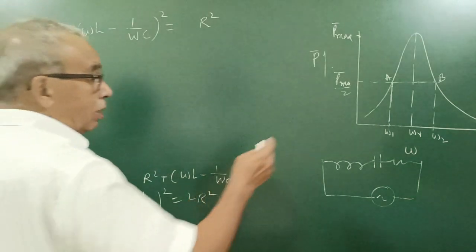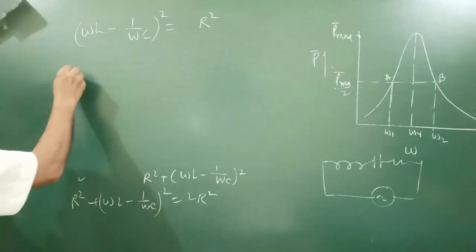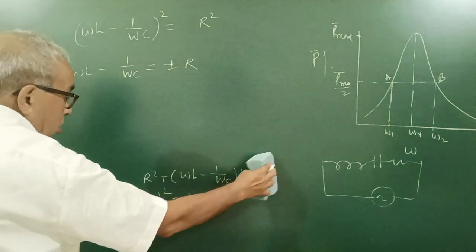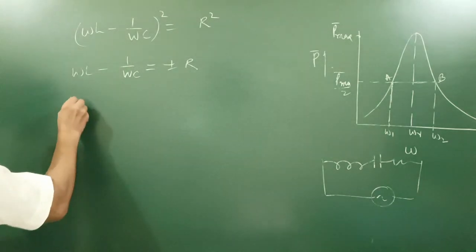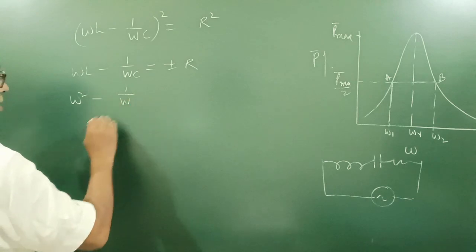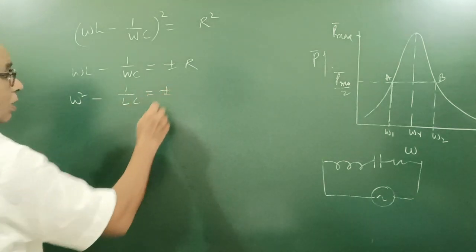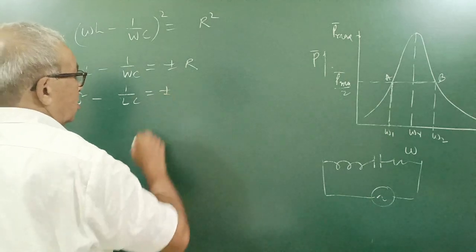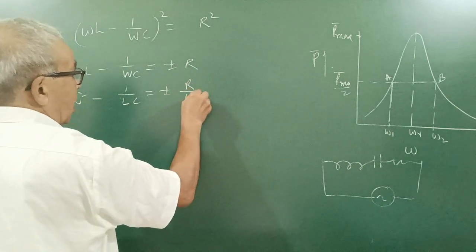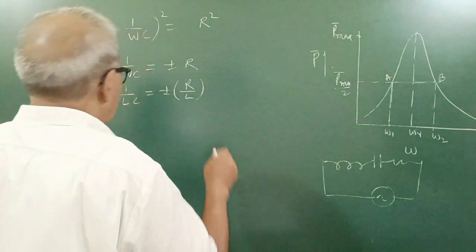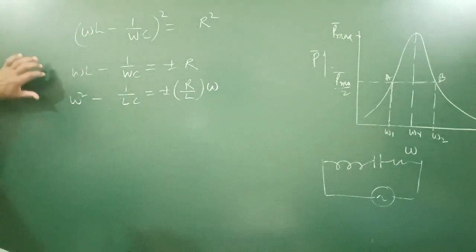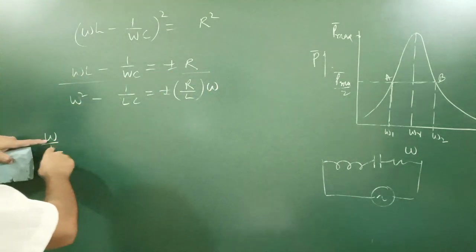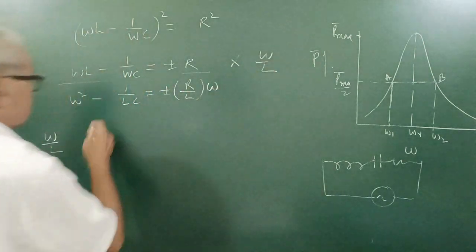Now I am going to calculate omega 2 minus omega 1 here. From here, omega L minus 1 upon omega C is equal to plus minus R, or we can write this as omega square minus 1 upon LC equal to plus minus R upon L into omega. Actually, I have multiplied this equation by omega by L.